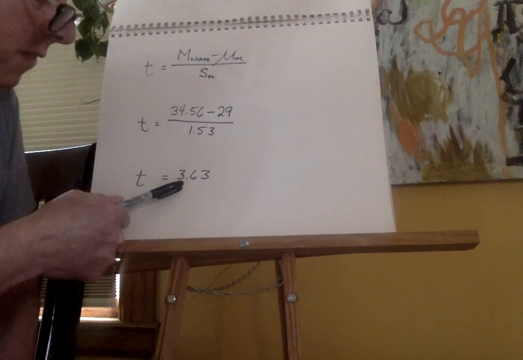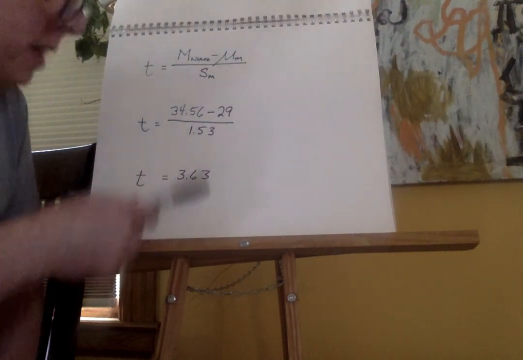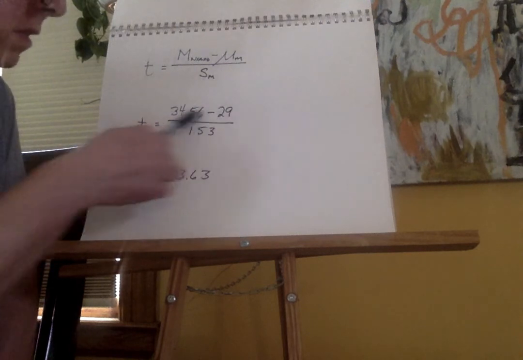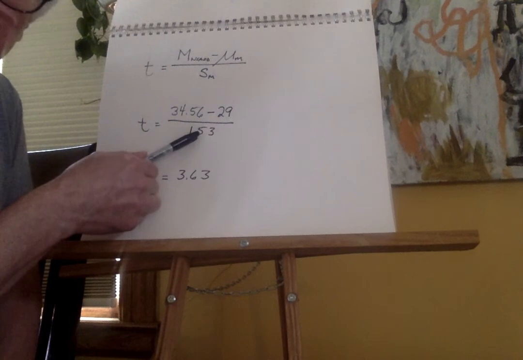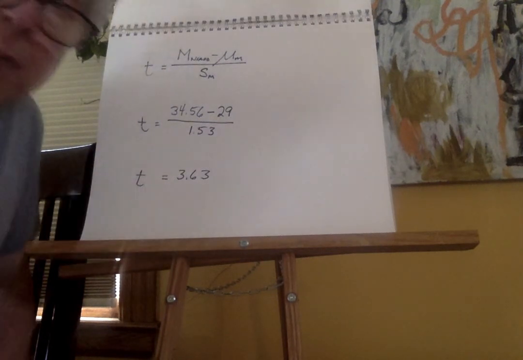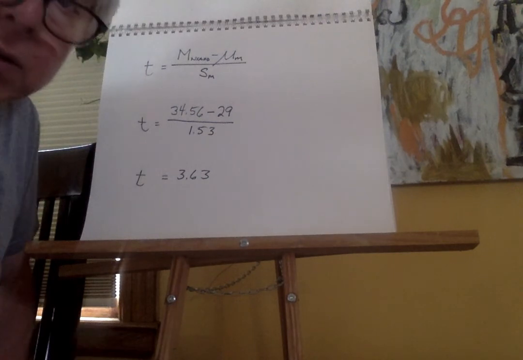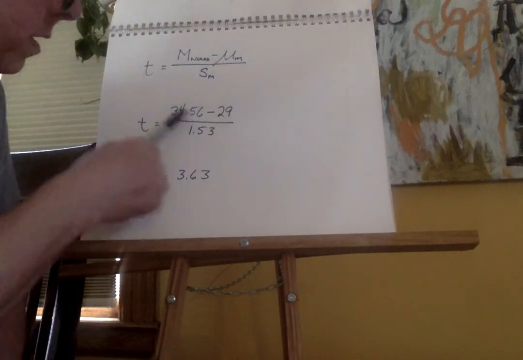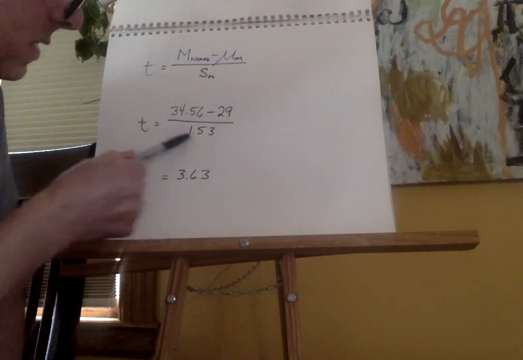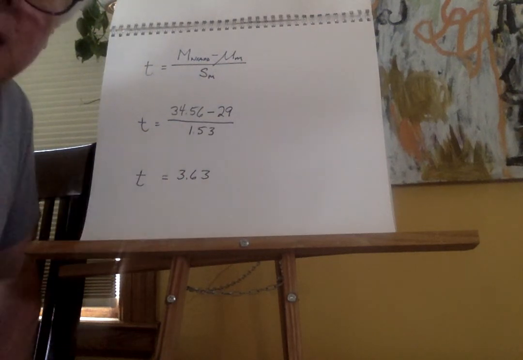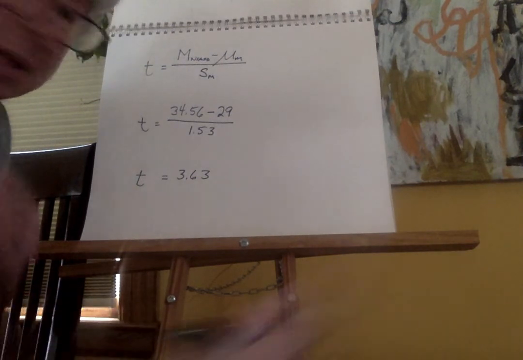So a t of 3.63 means that this difference is 3.63 of these. This is basic math, but people forget about it because you're just punching things into a calculator. The difference between these two is 3.63 estimated standard errors. 3.63 standard errors from the mean. Wow.